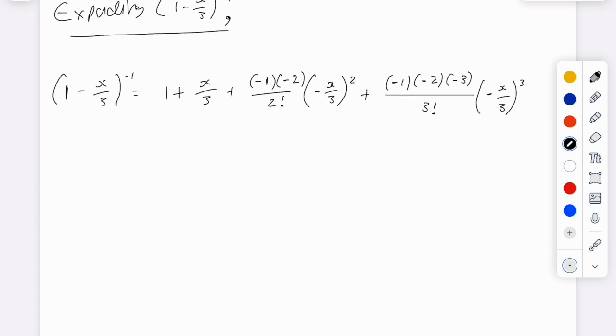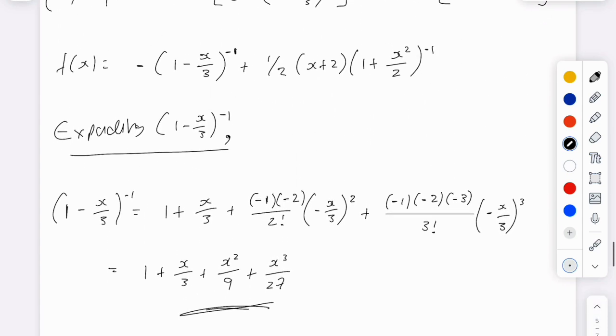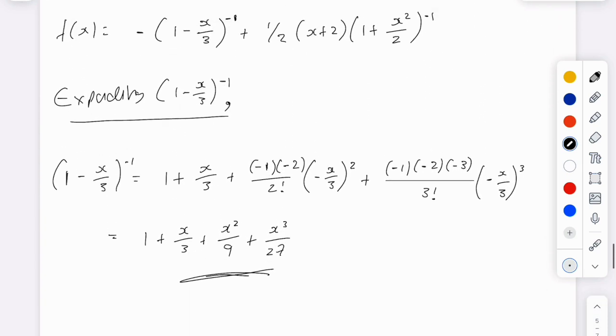Which is going to give us what? Well, that's going to give us 1 plus x over 3 plus x squared over 9 plus x cubed over 27. Perfect. Now the next part. Expanding this.